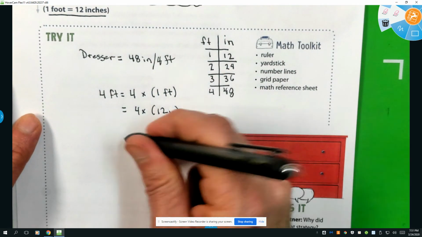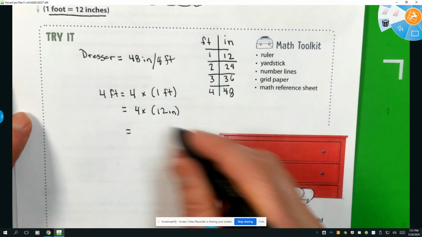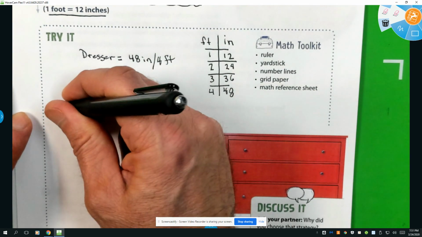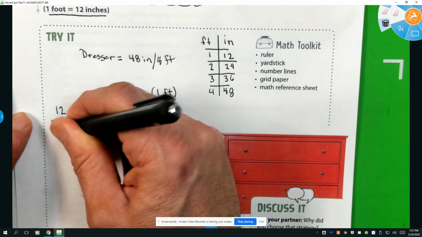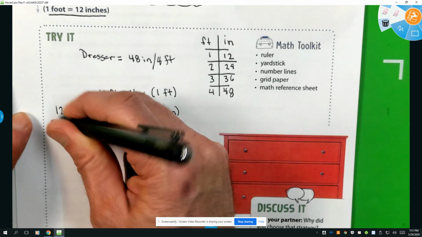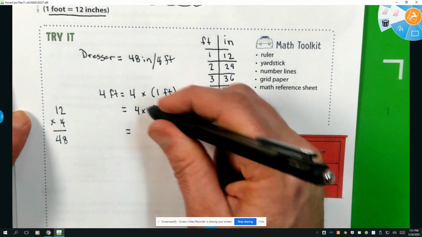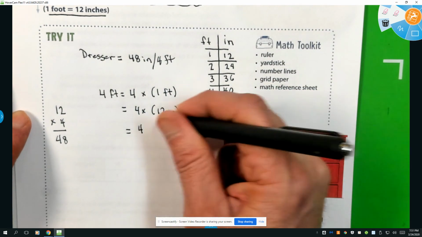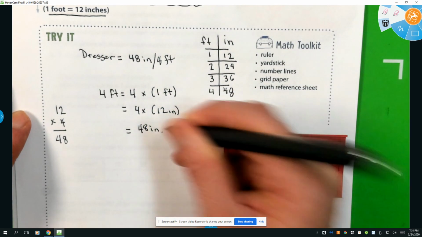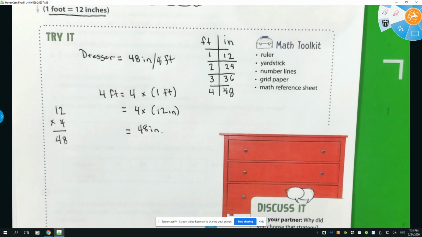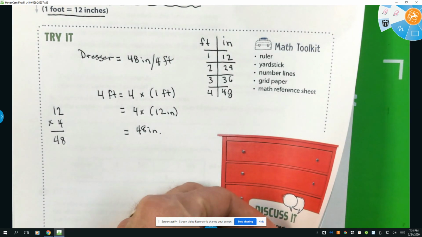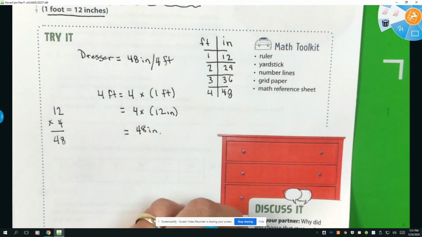Okay, so now that equals 4 times 12. Go right over here. 4 times 12. 2 times 4 is 8. 4 times 1 is 4. So we know we have 48 inches. All right. So pause as you need to. All you're going to do is do this lesson with me.